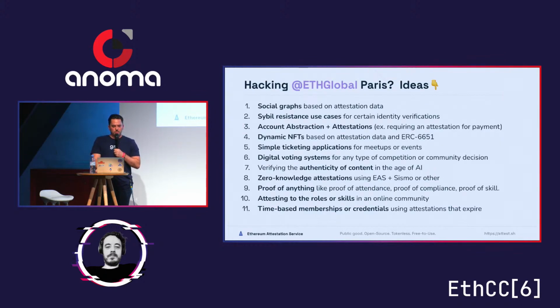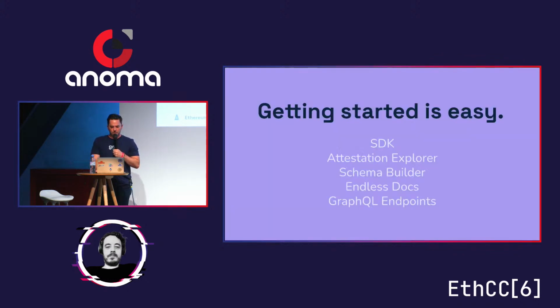We are going to be participating in ETH Global Paris, and so these are some ideas that we've suggested to the hackers to start exploring. So social graphs, and it kind of gives you an idea of some quick things that could be built. Ticketing applications, zero-knowledge attestations using EAS plus Sismo to generate a proof off of the attestation data. Attesting to roles in governance systems using attestations, and much more.